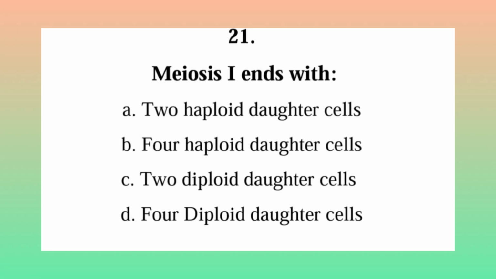21. Meiosis 1 ends with A. 2 haploid daughter cells. B. 4 haploid daughter cells. C. 2 diploid daughter cells. D. 4 diploid daughter cells. Answer A. 2 haploid daughter cells. Meiosis 1 ends with 2 haploid daughter cells, whereas meiosis 2 ends with 4 haploid daughter cells.